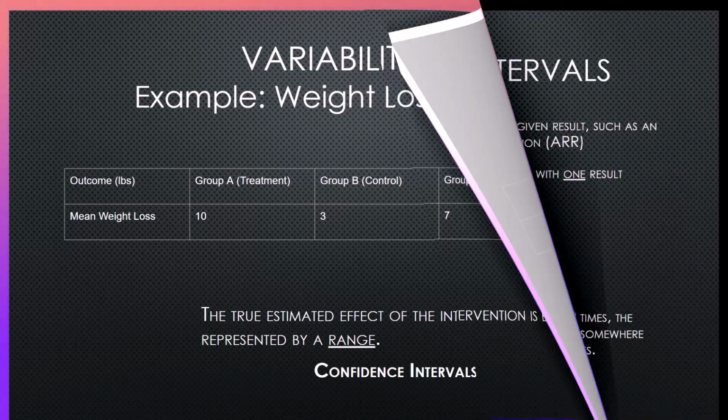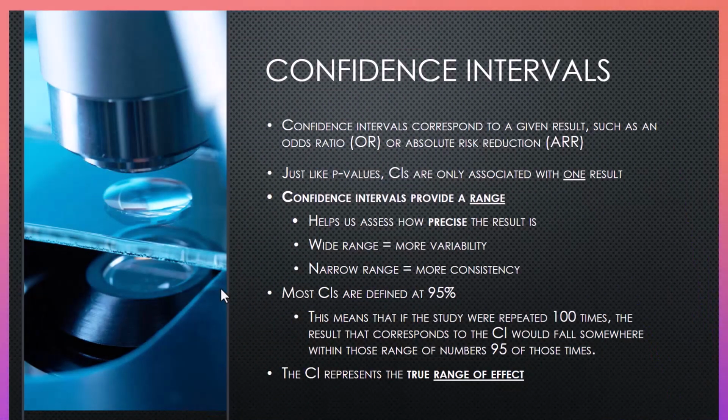or the confidence interval. Same as our p-value, a confidence interval goes with a specific outcome or a specific result. It doesn't go with an entire study, but each outcome in that study. Confidence intervals provide a range of values, which helps assess the precision of the results. The wider the range, the more variability. The more narrow the range, the more consistent.